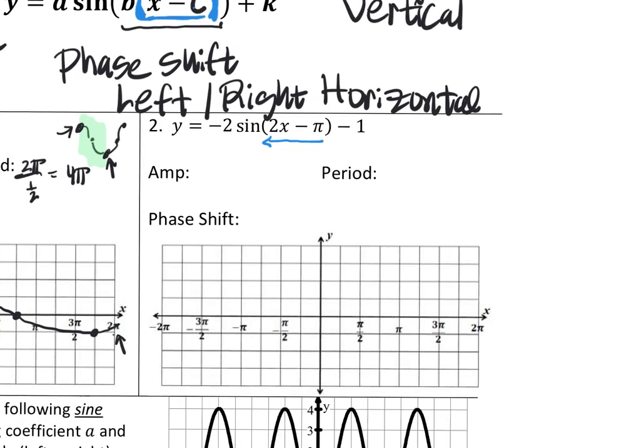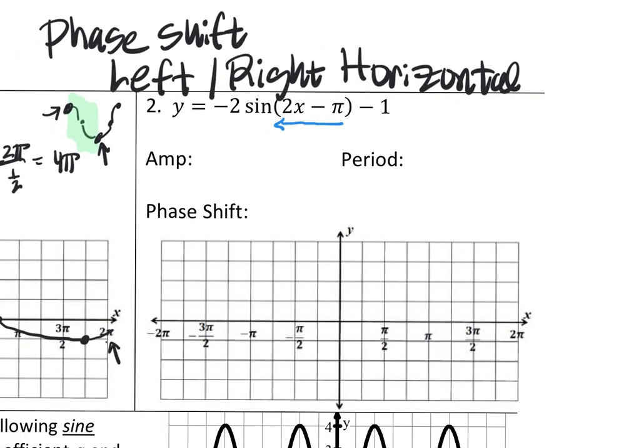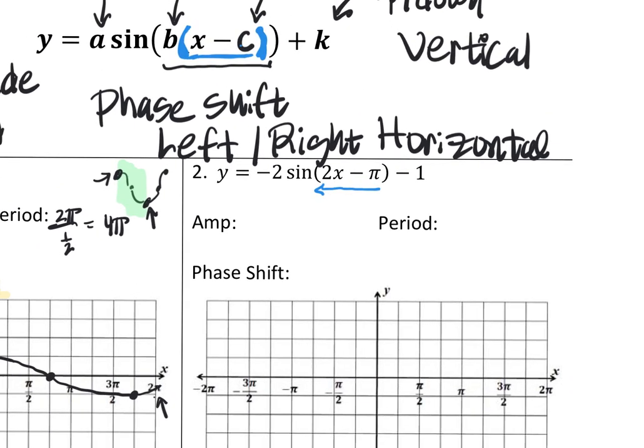Alrighty, so let's look at number 2. This one we have to rewrite because we got to factor out the b right here, okay? So this is y equal to -2 sine of 2 parentheses x minus, and remember, if I'm dividing this by 2 to factor it out, I'm getting pi divided by 2. And then, of course, close your parentheses, and you got your -1.